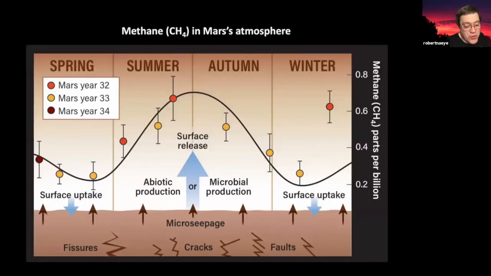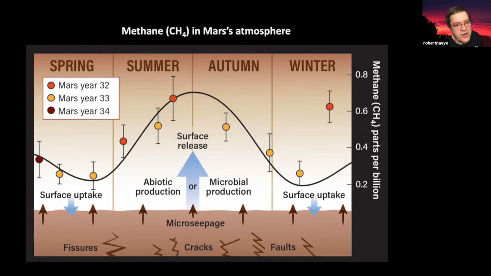Now, much more recently, telescopic observations from Earth and measurements on Mars from NASA's Curiosity rover have detected trace amounts of methane in Mars's thin atmosphere. And as you can see in this illustration, that methane rises and falls with the seasons.